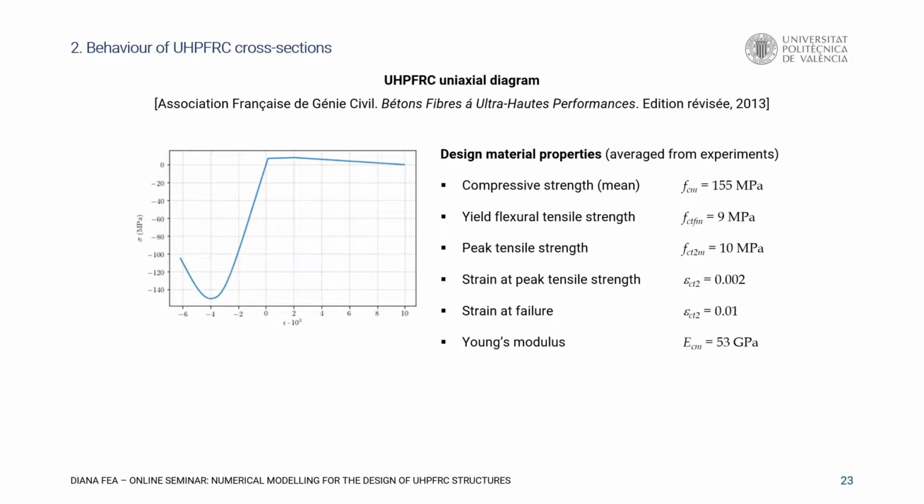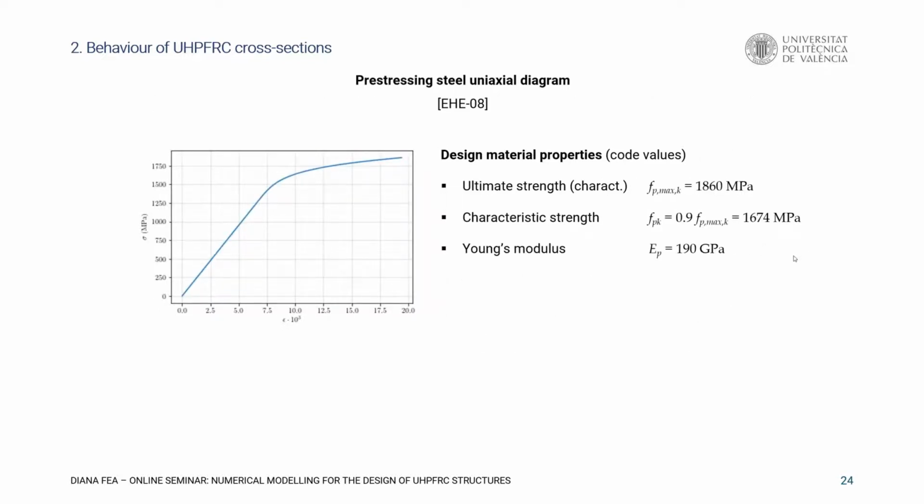If we look into the behavior of the cross-section, we can use a section model with the material properties for concrete that we got in our previous experiments. These are average properties from our previous experiments. And we are speaking about a material with 150 megapascals compressive strength and peak tensile strength about 10 megapascals, perhaps a little bit lower. The pre-tensioning strands have standard material properties that you can find in the Spanish standard or the Eurocode.